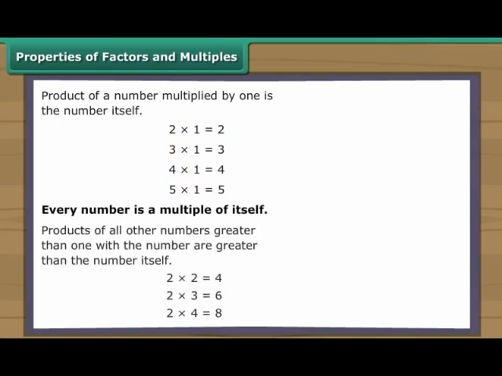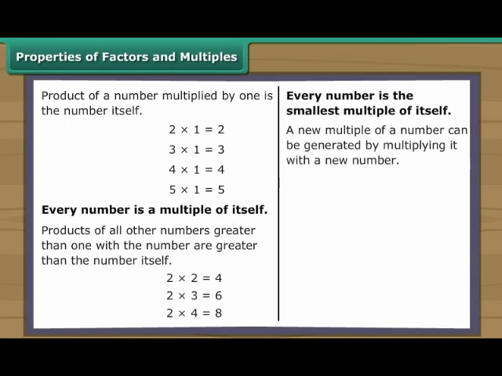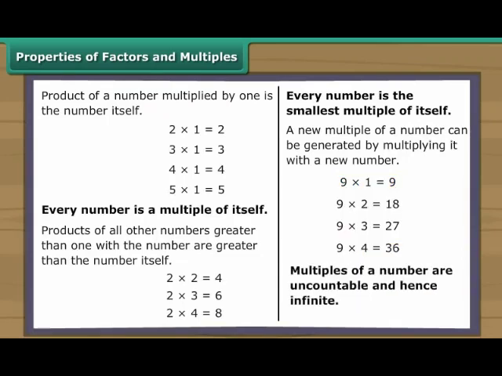Products of all other numbers greater than 1 with the number are greater than the number itself. For example, 2 into 2 is equal to 4. 2 into 3 is equal to 6. 2 into 4 is equal to 8. Therefore, every number is the smallest multiple of itself. A new multiple of a number can be generated by multiplying it with a new number. For example, 9 into 1 is equal to 9, 9 into 2 is equal to 18, 9 into 3 is equal to 27, 9 into 4 is equal to 36, and so on. Therefore, multiples of a number are uncountable and hence infinite.